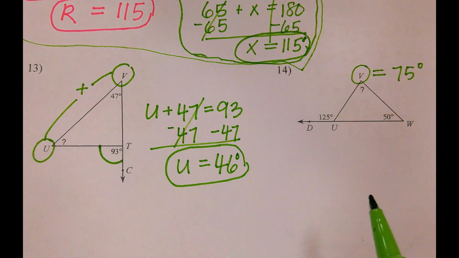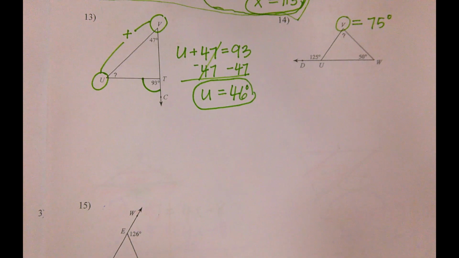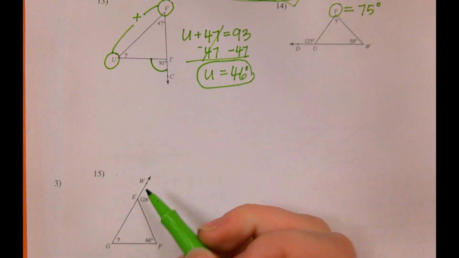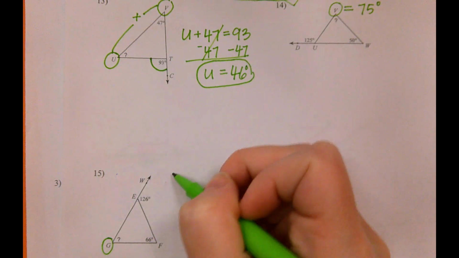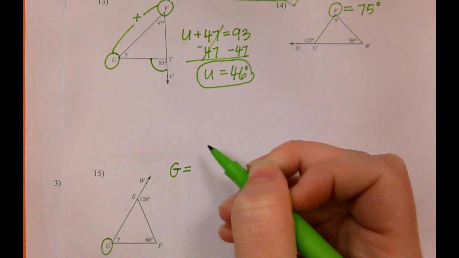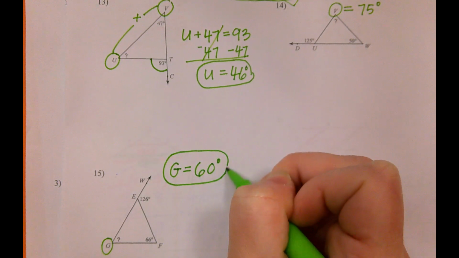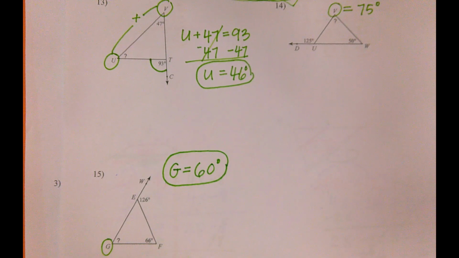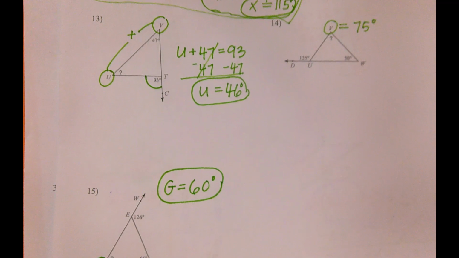And the last one, number 15, you should get that G right here equals 60 degrees. Okay. And we have completed the worksheet. Awesome, guys.